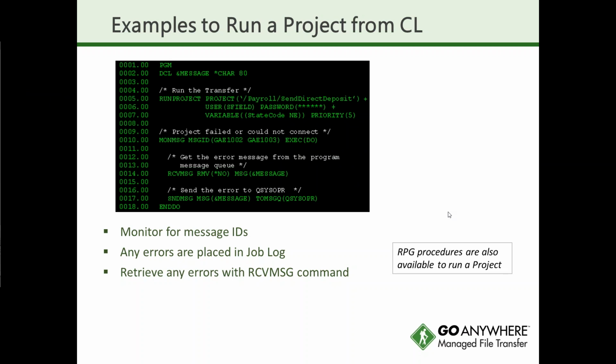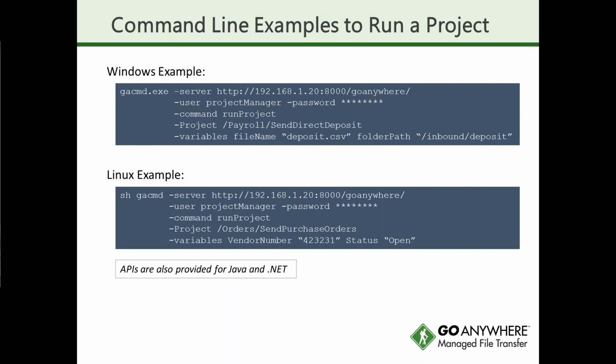All right. So I did mention that we do have commands for the various platforms. This is an example of a CL command called run project. So if you do set up workflows in GoAnywhere, those can again be run by external applications. Here's a CL example of running a project that was set up in GoAnywhere. You can monitor for messages. If you're on the Windows or Linux environments, you can use these commands to kick off projects in GoAnywhere as well. As David mentioned, you can pass in parameters. Like in this case, we're passing in the file name and the folder path as parameters to GoAnywhere.